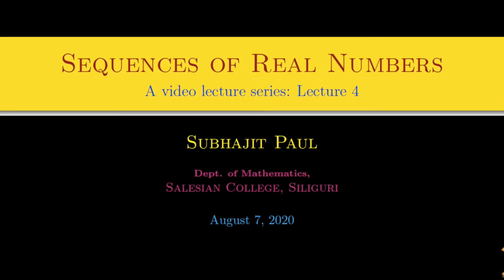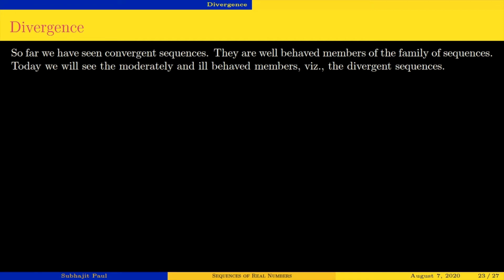So we will start with divergence today. So far we have seen convergent sequences, of course, and they are well behaved members of the family of sequences. Today we will see the moderately and ill behaved members of the family of sequences, and they together are called divergent sequences. Divergent sequences are obviously, as the name suggests, not that easy to work with, easy to deal with. They are moderate behavior or mostly ill behavior.